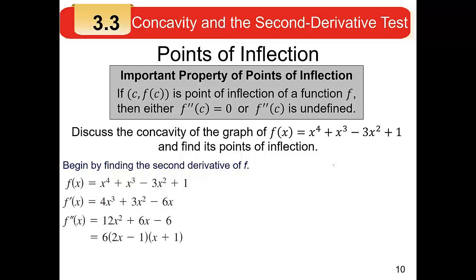You're going to set that second derivative equal to 0. So at some point, if this is a quadratic, you're going to end up factoring, or at least trying to factor it. Turns out here, if you factor out a 6, you get 2x squared plus x minus 1, and that factors itself into 2x minus 1 times x plus 1.